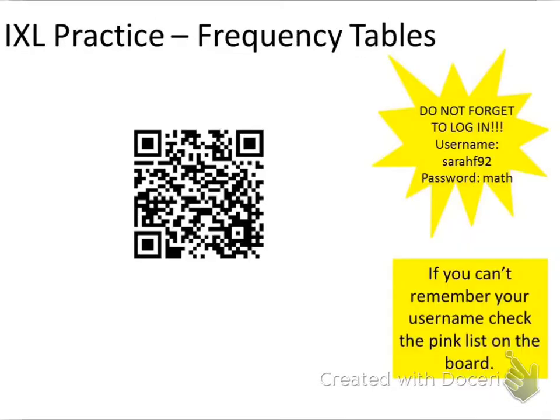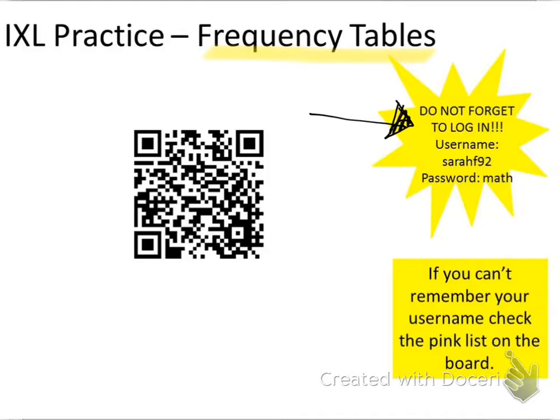Once you've done that, you're going to work on our IXL practice. There is a QR code on your handout, as well as I've put the link on Moodle. You need to do this IXL practice about frequency tables for homework. Whatever time you have in class, you can work on it right now. You need to remember to log in. I will be checking this, and it's absolutely important that you log in, otherwise it won't show your progress.